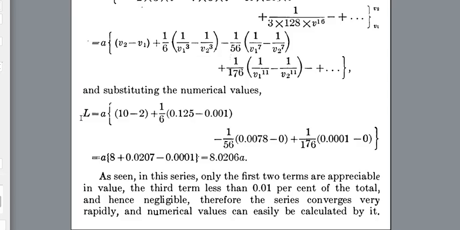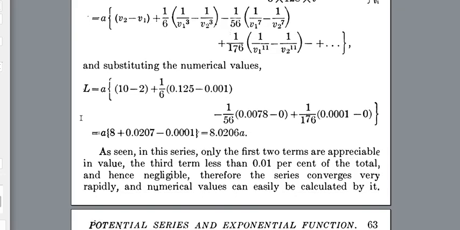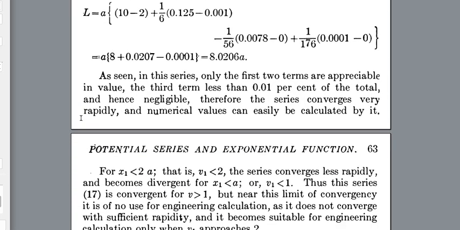As seen, in this series, only the first two terms are appreciable in value. The third term is less than 0.01% of the total, and hence negligible. Therefore, the series converges very rapidly, and numerical values can easily be calculated by it.